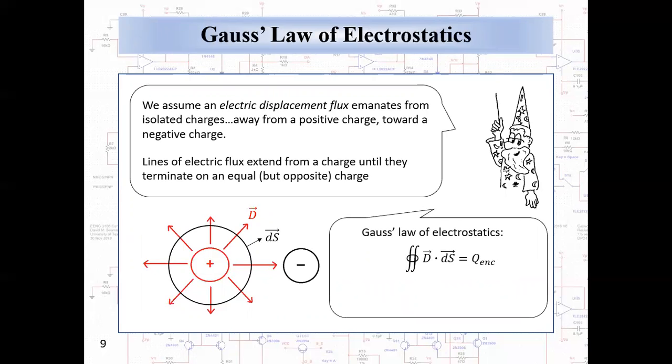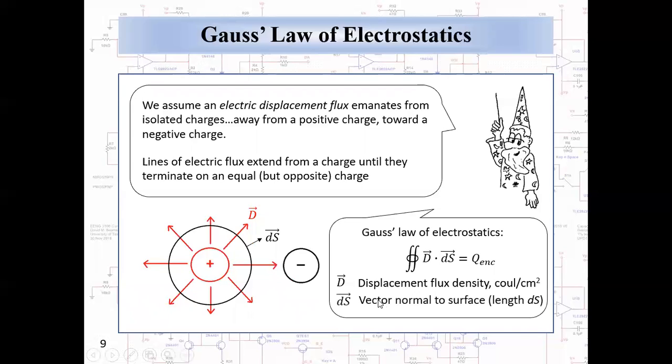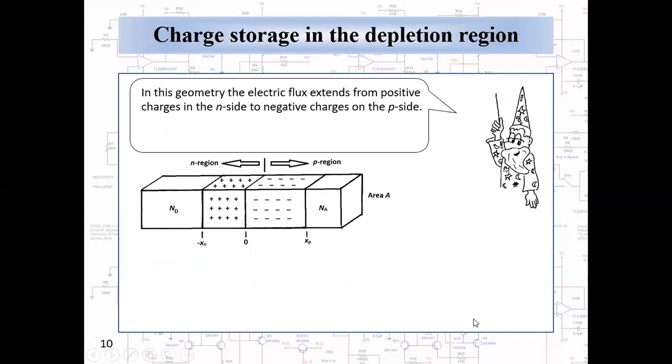Gauss's law of electrostatics tells us that the closed surface integral of D dot dS is equal to the enclosed charge, where D is the electric displacement flux density, and it's a vector quantity, and dS is a vector normal to the closed surface, which has a length dS, or an incremental length dS, which represents an incremental area on the surface.